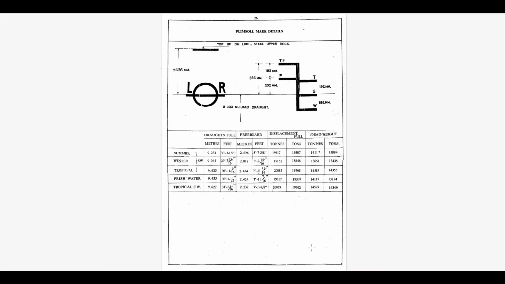Freshwater allowance is the difference in draft if the ship is floating in freshwater and if the ship is floating in seawater. The difference between those drafts, that we call freshwater allowance. So the difference in the draft we can see from the Plimsoll line. Here is the difference between these two drafts. They have mentioned the difference, that is 202 millimeters. Or if you want to calculate the freshwater allowance, then take the summer draft here, that is 9.233 meters, and take the draft from the freshwater load line, that is 9.435. If you calculate the difference between these two drafts, then the difference will be 202 millimeters. That is the freshwater allowance for that ship.